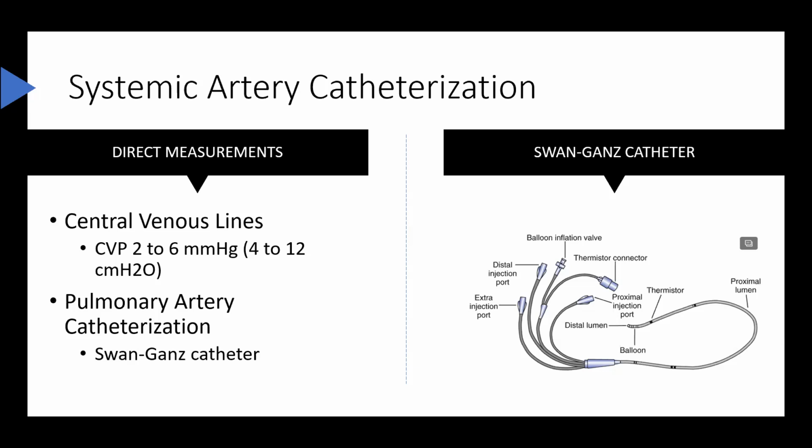As you can see in the image on the right is a Swan-Ganz catheter. This balloon-tip flow-directed right-sided heart catheter shows many of the features that are typically available on the pulmonary artery catheters. The distal lumen opens into the pulmonary artery.